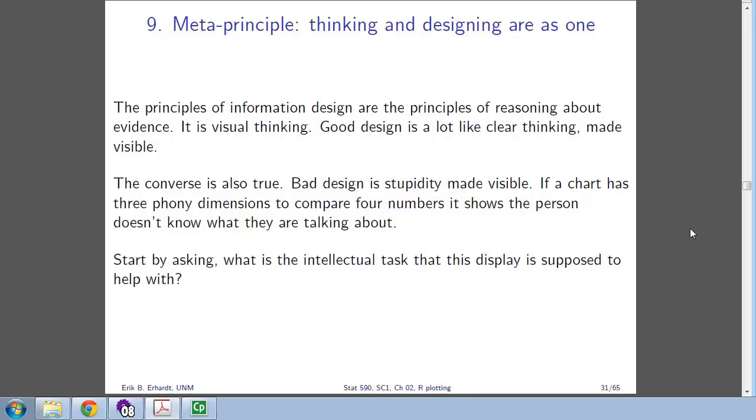So if a chart has 3 phony dimensions to compare 4 numbers, it shows the person doesn't know what they are talking about. That's one of the major criticisms about 3-dimensional pie charts, for example. You have 1-dimensional data that you have projected onto 3 dimensions.